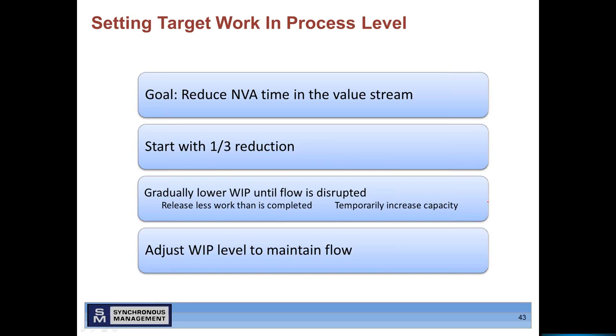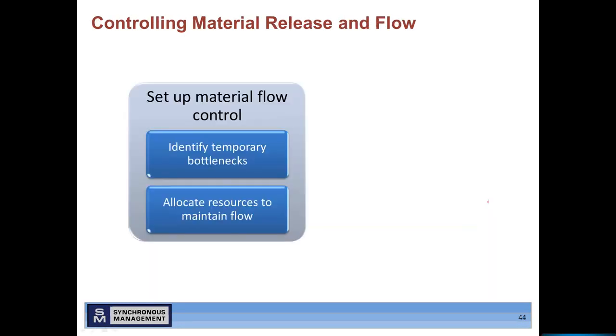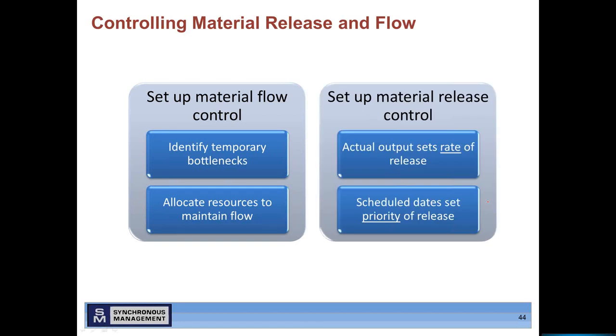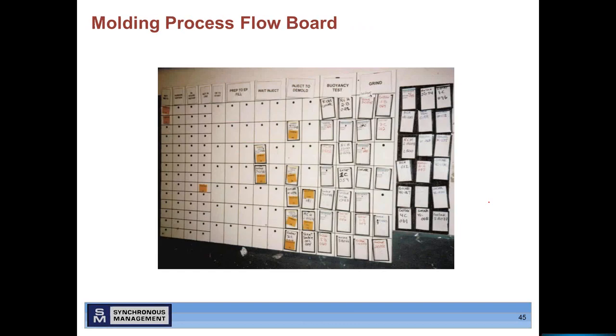Sounds real simple. It's never that simple, okay? But that's the general idea, right? The reason I say it's not simple is you need to have a way to identify where the bottlenecks are. Where do I put resources to keep the flow going, okay? How do I know what the rates are of release, and how do I set the priority of release? So let me give a couple of examples.